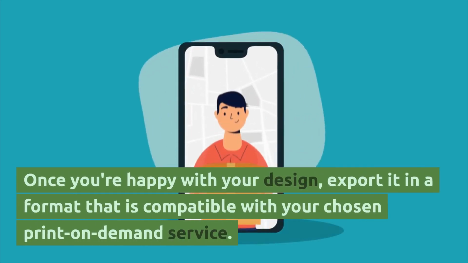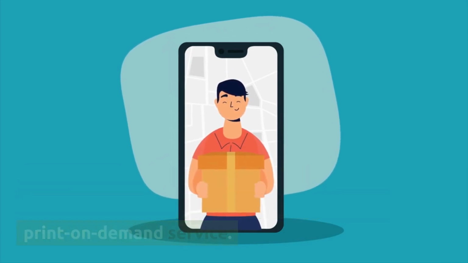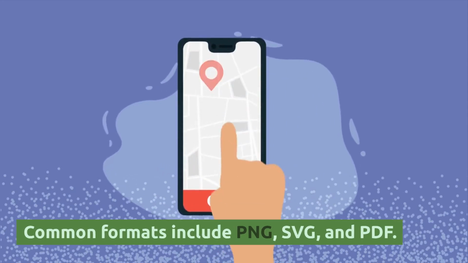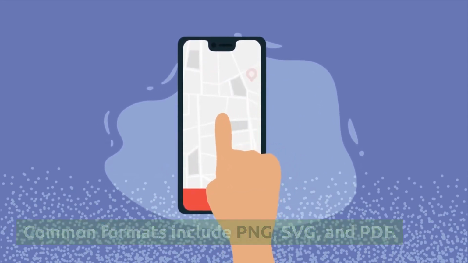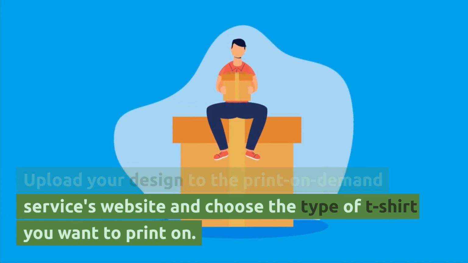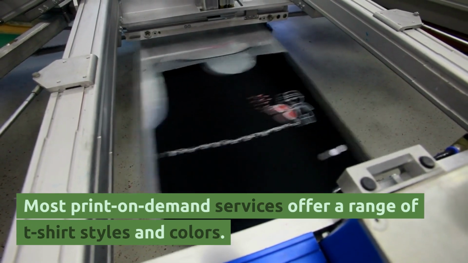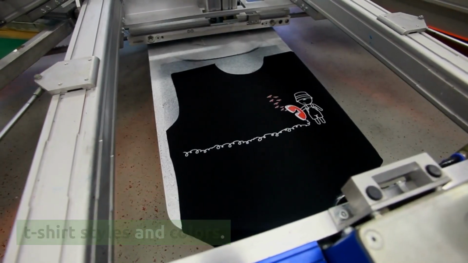Once you're happy with your design, export it in a format that is compatible with your chosen print-on-demand service. Common formats include PNG, SVG, and PDF. Upload your design to the print-on-demand service's website and choose the type of t-shirt you want to print on. Most print-on-demand services offer a range of t-shirt styles and colors.